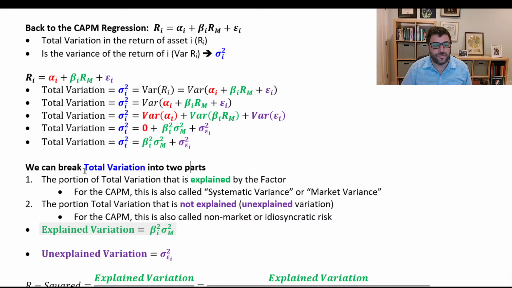So we can break total variation into two parts. The portion of total variation that is explained by the factor, which in this case is the market. For the CAPM, this is also called systematic variance or market variance. And the portion of total variation that is not explained by the market, or is unexplained. For the CAPM, this is also called non-market or idiosyncratic risk. So again, the total variation or the volatility of the stock can be explained by the portion that is due to the market and the portion that is not due to the market. We call this explained and unexplained in the context of our regression.